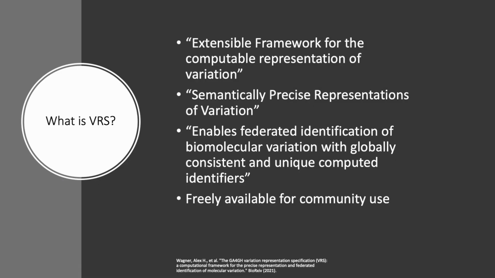First, what is VERS and why should you care about it? VERS is an extensible framework for the computable representation of variation. VERS provides semantically precise representation of variation. VERS is important because it enables the federated identification of biomolecular variation with globally consistent and unique computed identifiers. Simply put, by applying VERS to sequencing annotation, genomic knowledge bases, and electronic health records, we ensure the precise and reliable exchange of information regarding variation.